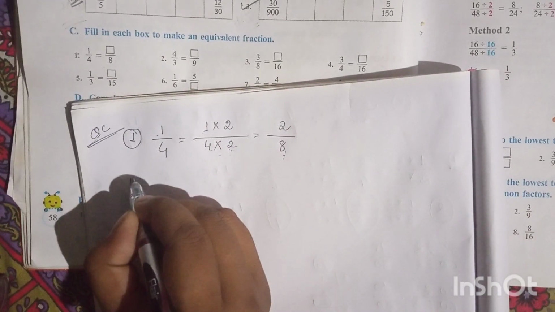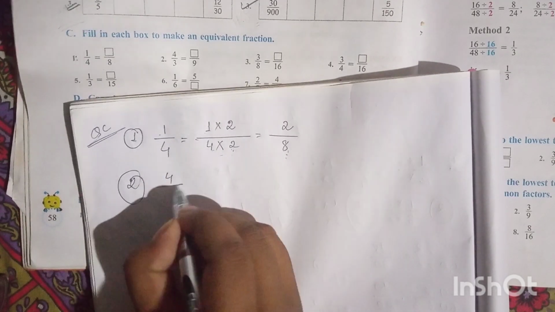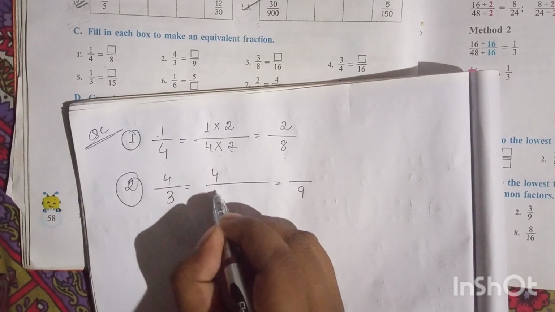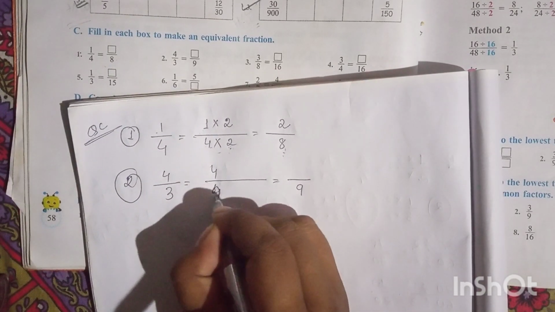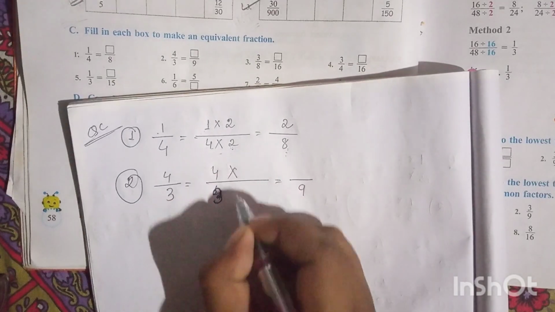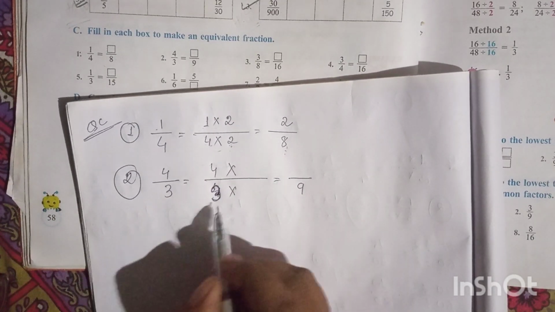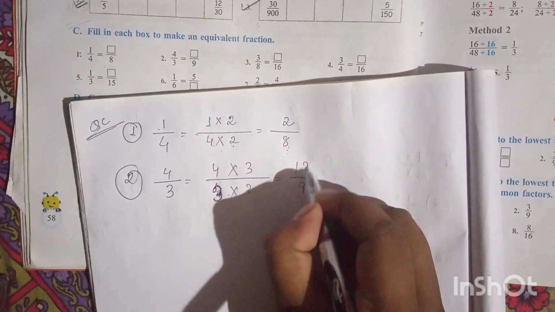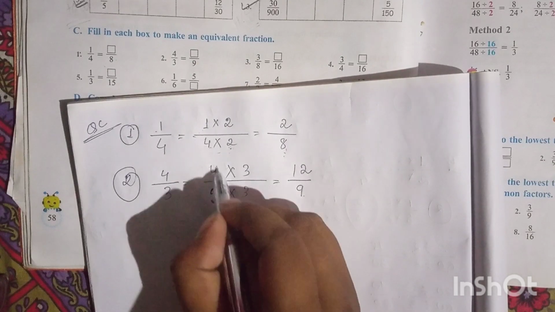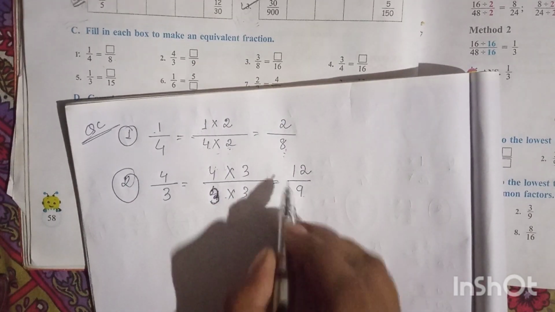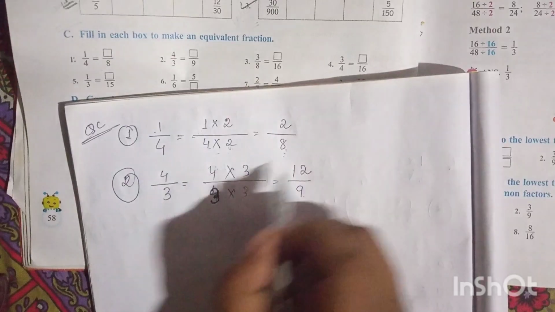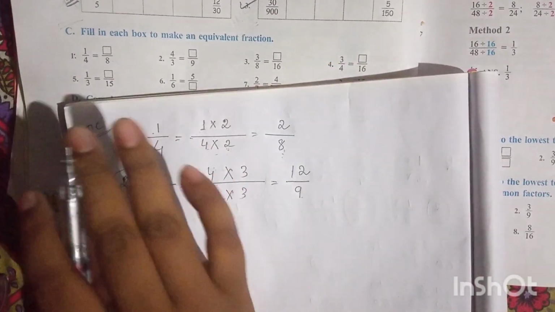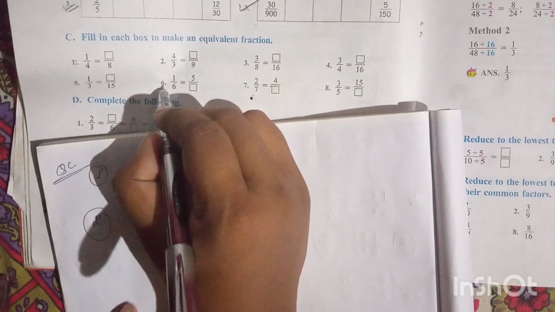Next, question number 2. 4 by 3. So here you have seen 9. Always remember, numerator and denominator multiply with the same number. So you know that 3 3s are 9. That means 4 3s are 12. Both of them will multiply with the same number. Then please, while writing this, do not make the box.